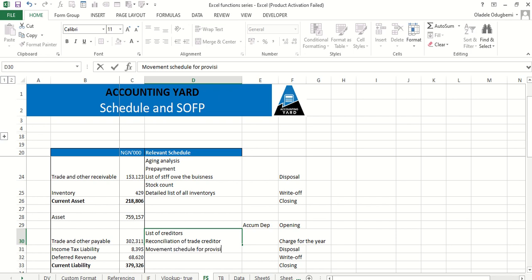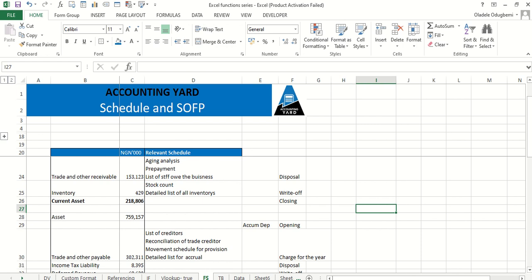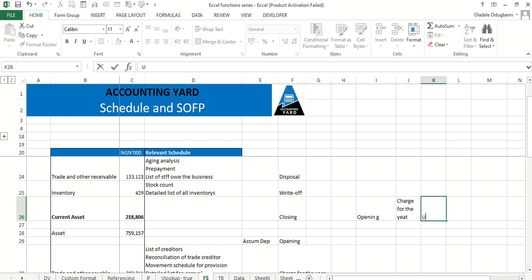For your provisions, you could have a movement schedule, and for your accruals, you could have what you call a detailed list. For the movement schedule, what I mean is showing an opening balance, then your charge, that is additional provisions you may have booked in the period. Then you could have utilization, that means instances where you've utilized that provision in the period. And you could have reversal, that means a provision you no longer require, and you have a closing balance.